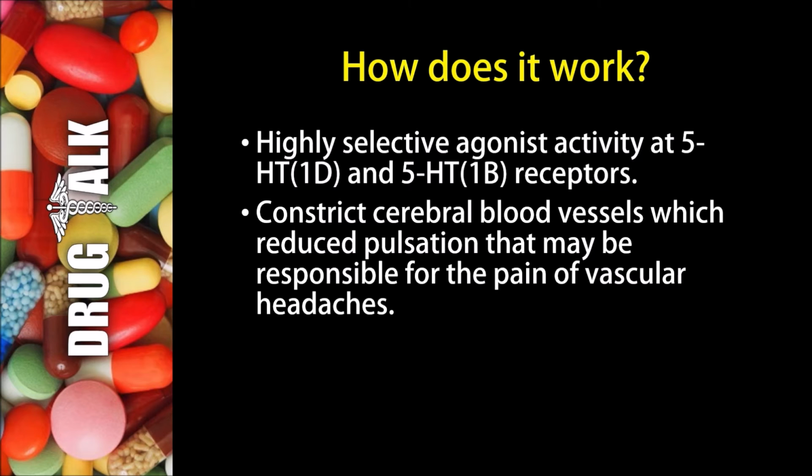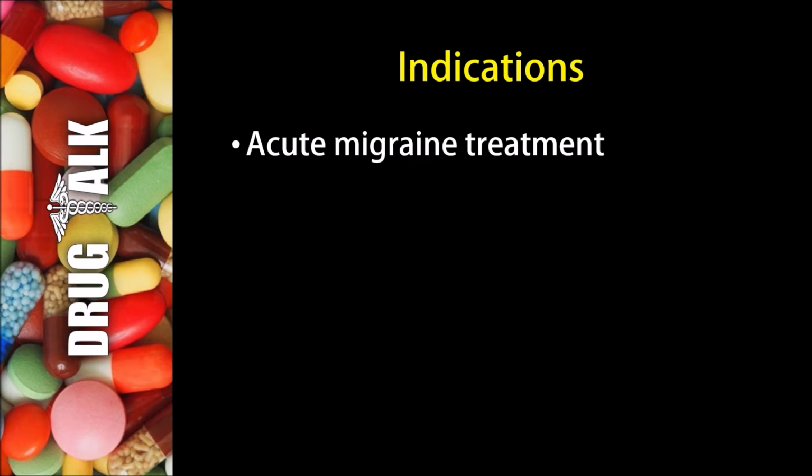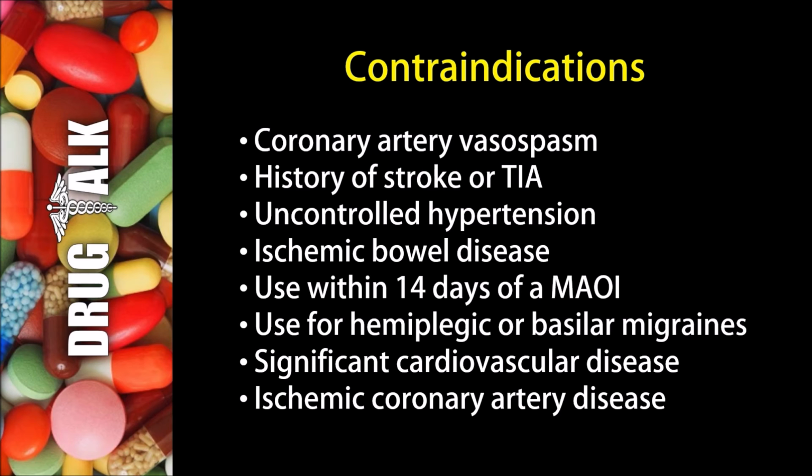Well, Zolmitriptan has highly selective agonist activity at 5-HT1D and 5-HT1B receptors. It constricts cerebral blood vessels, which reduce the pulsation that may be responsible for the pain of vascular headaches. Now, in terms of indications or reasons we would prescribe this medication to a patient, we often see it used to treat acute migraines.